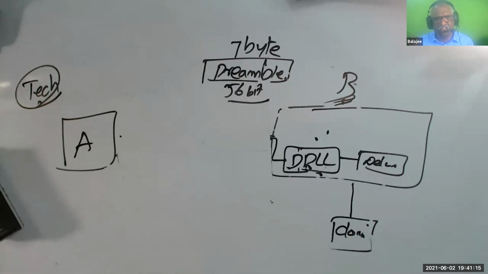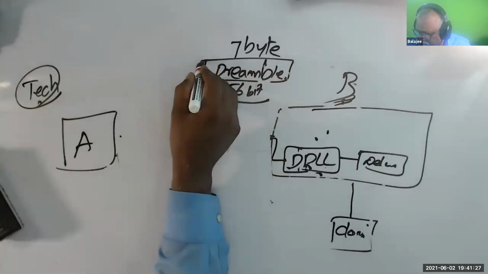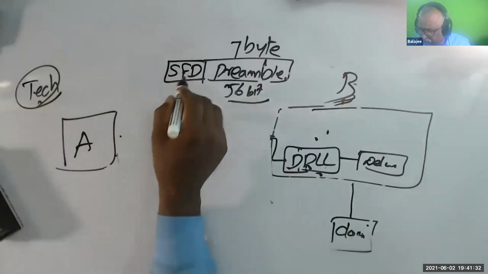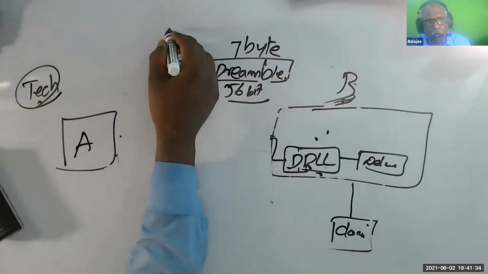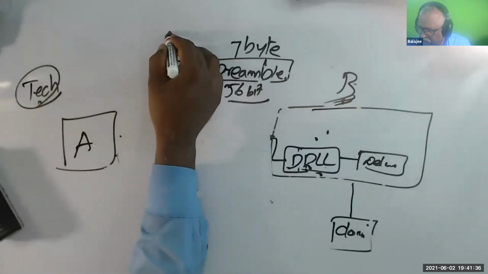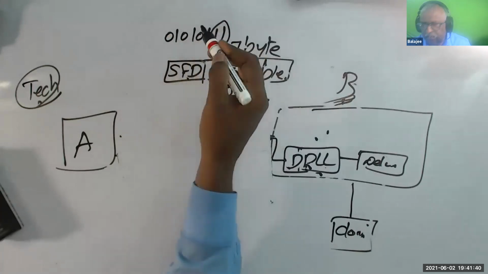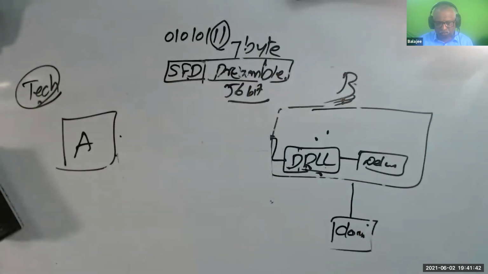Now, please, today's lecture alone, you watch it one or two times, then you will understand. It's very important. If you listen to me a few times, you will try to understand. After 7 bytes, A is transmitting one we call SFD. SFD is nothing but what? 0, 1, 0, 1, 0, 1, but 1, 1. If it's 0, it becomes a clock.